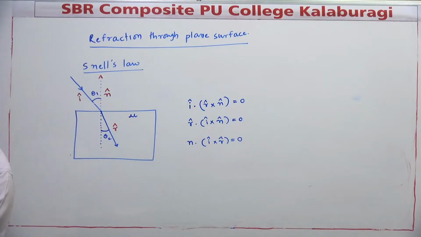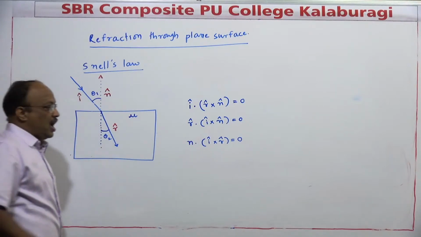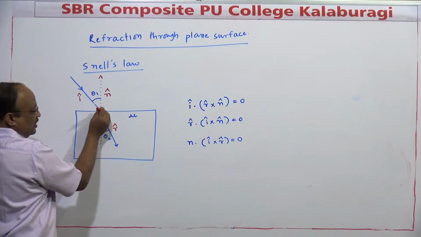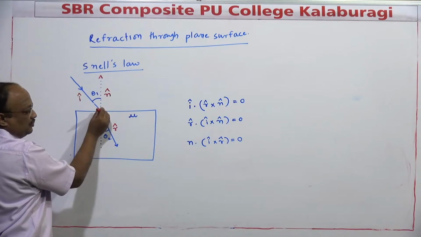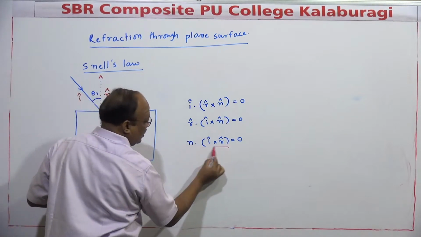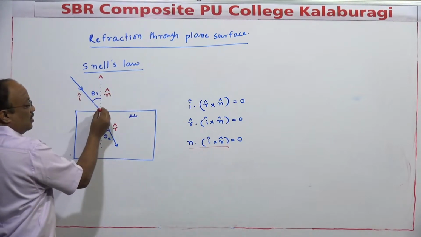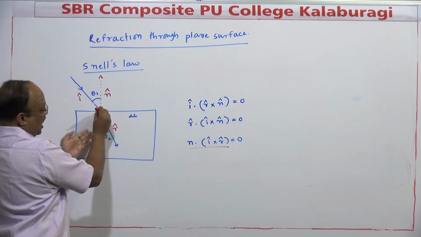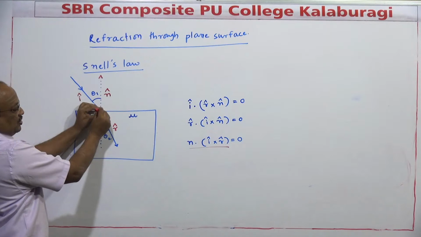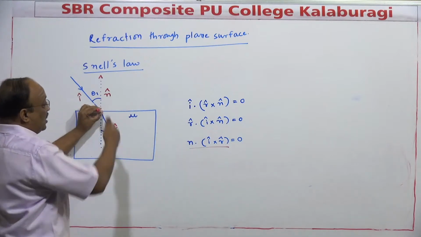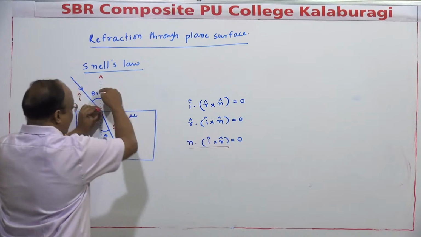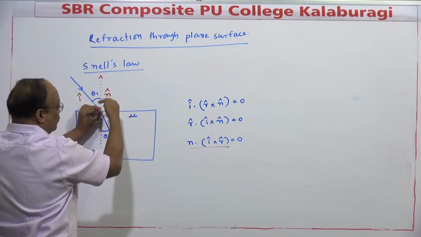Okay. So now you see, I cross R, you are getting one vector which is like this. It is coming out like this. The cross product of I and R is like this. So now n and the resultant of these two.